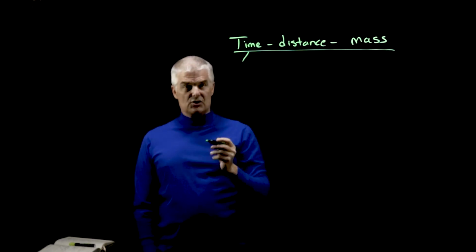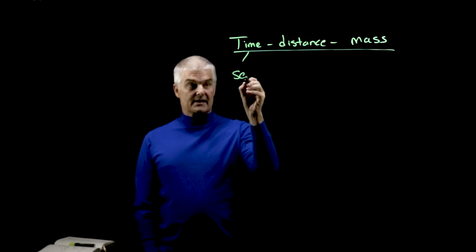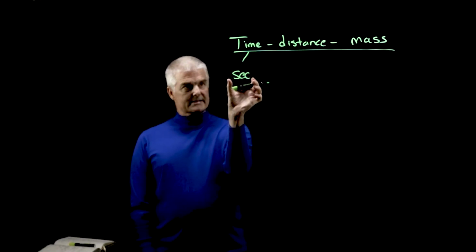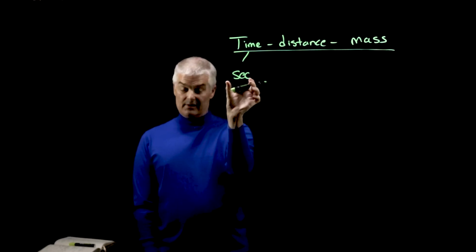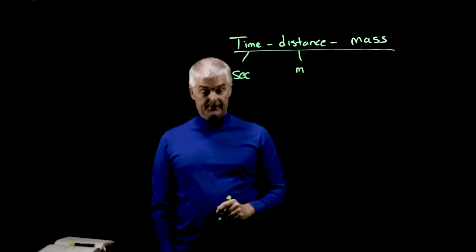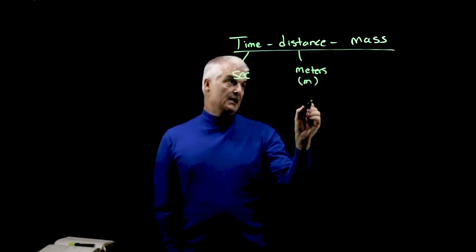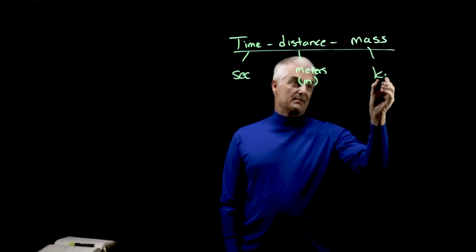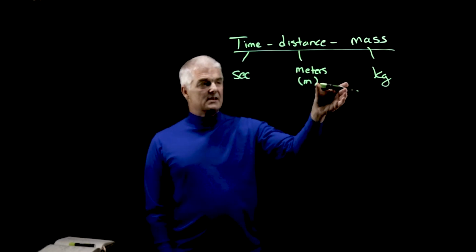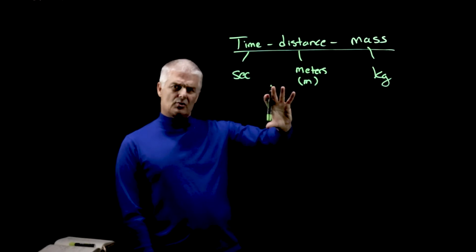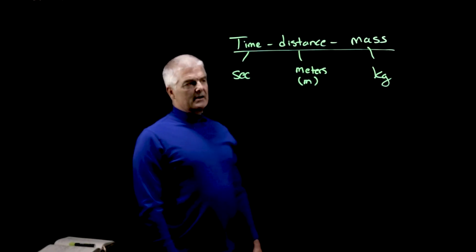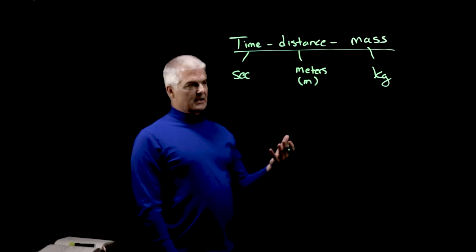But time is usually measured in seconds. Now, it could be in minutes and hours and days and years and all that kind of stuff, of course. But the base unit that we're going to use is seconds. Distance is meters, abbreviated M. And mass is kilograms, not grams. Now, of course, it could be measured in pounds and all these kinds of things, but these are going to be the basis of all the equations and the mathy stuff that we're going to do in our introductory physics class. Just seconds, meters, and kilograms.